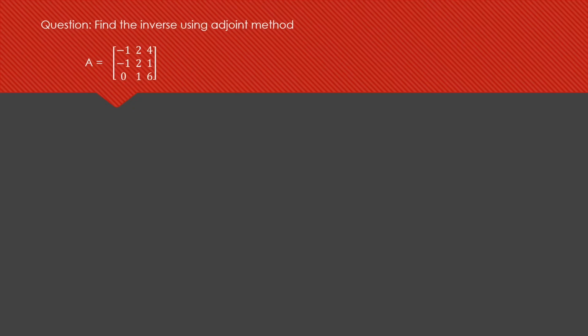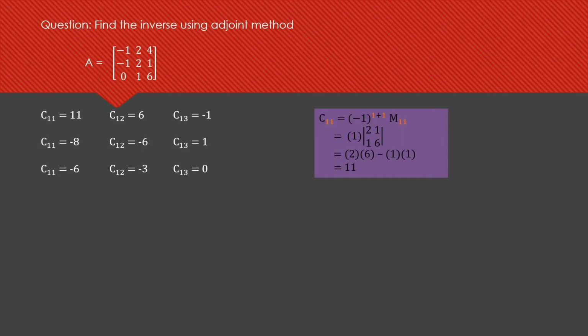First and foremost, we have to find all of the cofactor for the matrix. Still remember how to do it? Well, let's see if we want to find cofactor row 1, column 1. The operation will be -1 to the power of m plus n, which is in this case 1 plus 1, multiplied with minor row 1, column 1. Hence, we get +1 multiplied 2 times 6 minus 1 times 1. Therefore, the answer is 11.